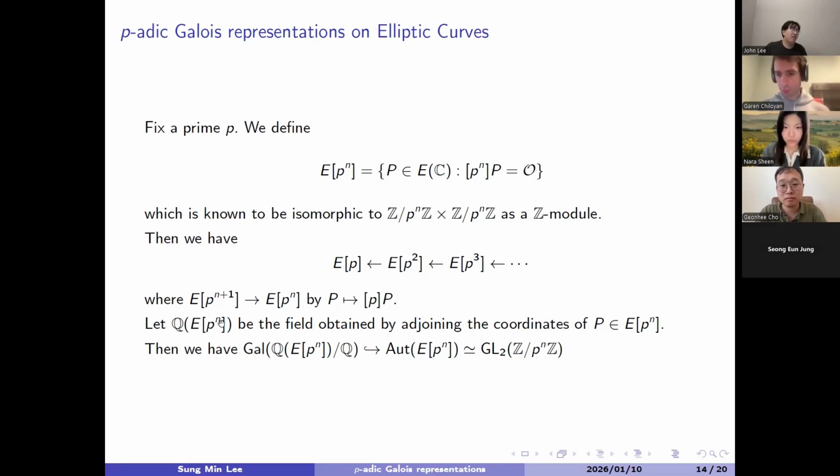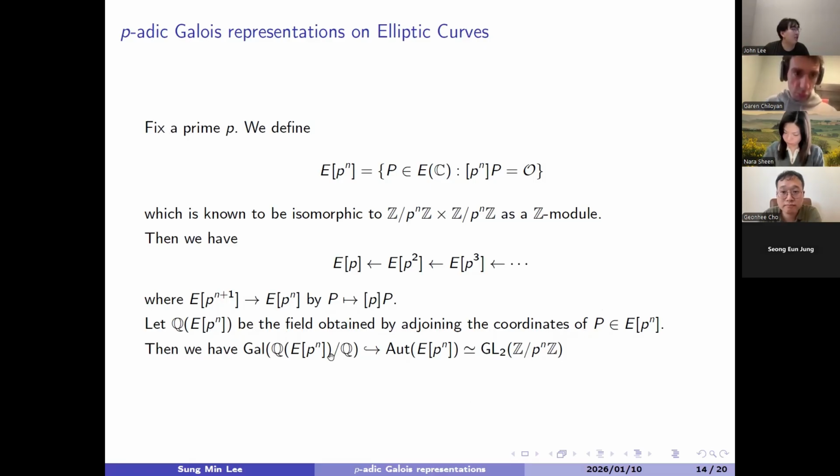And now let's take Q(E[p^n]). Like when we did for the p-adic character, the d equals 1 case, we adjoined to Q all the roots of unity, x to the power p^n minus 1. Now we are adjoining all the p^n-torsion points to Q. So this field is adjoining all the coordinates. A point P can be written as (x, y), and we just put everything there. And then we can define this field obtained by these coordinates. It's often called the p^n-th division field or the p^n-th torsion field.